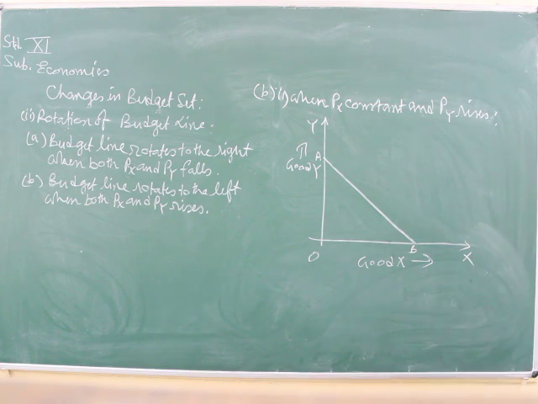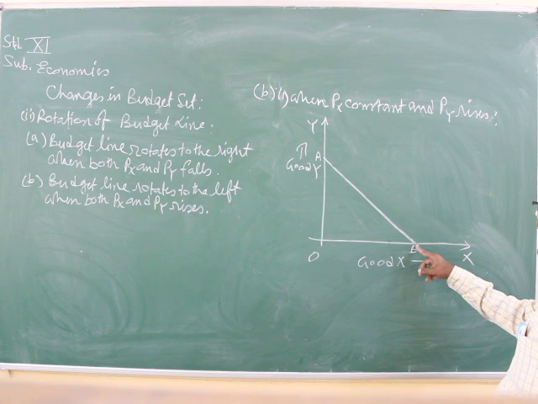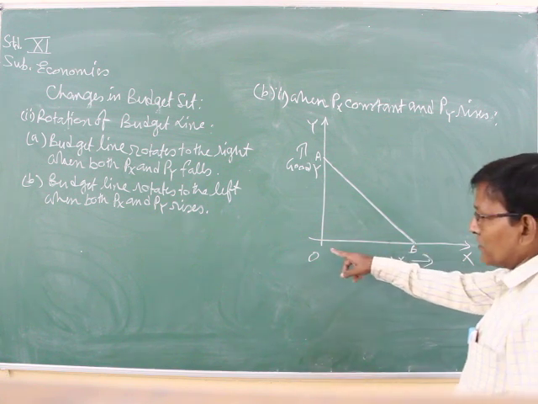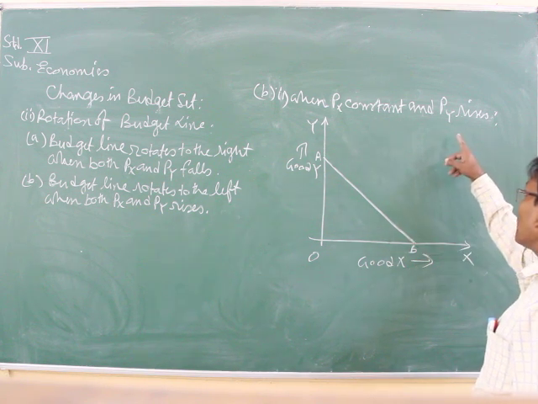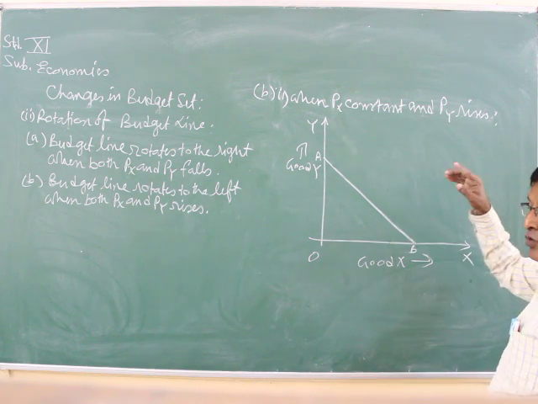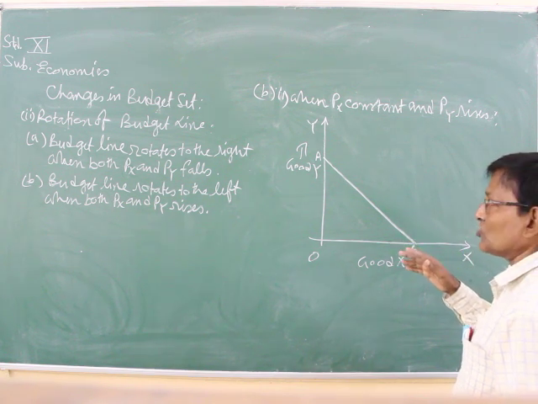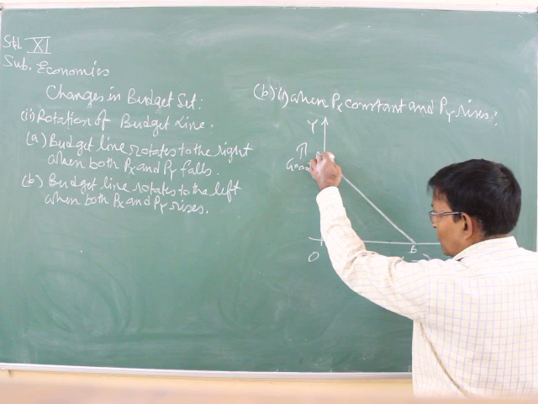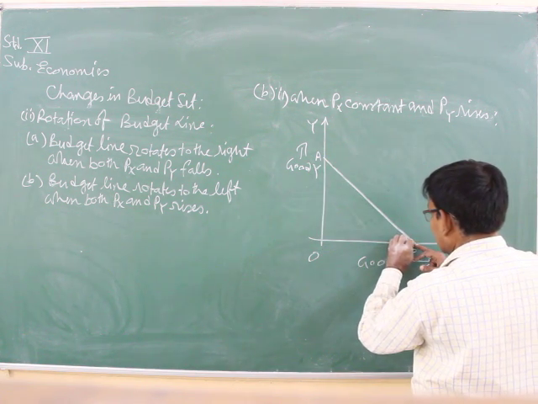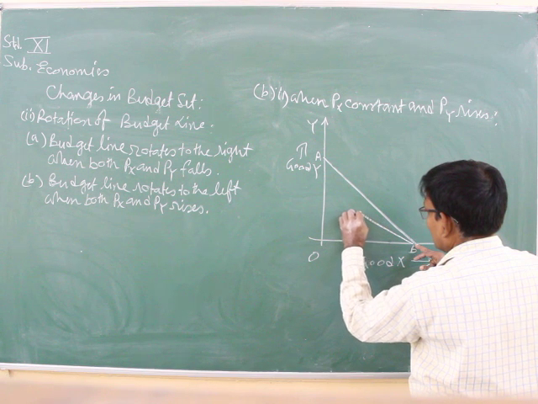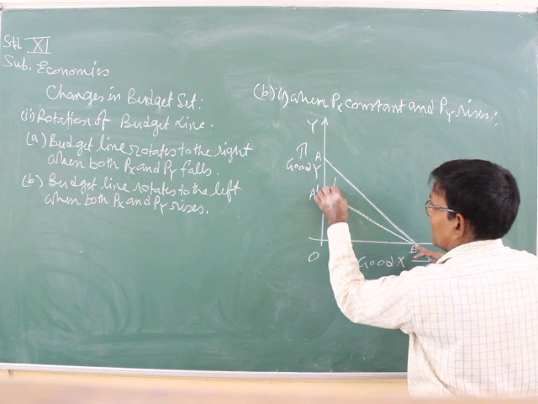Now what is happening? Px remains constant. There will be no change in the purchase of good x, it will remain the same at OB, and price of good y is rising. So, as price of good y is rising, we will purchase less of good y. It will be moving downward along y-axis. Okay. What will be the new shape of the budget line? It is BA dash. Okay.